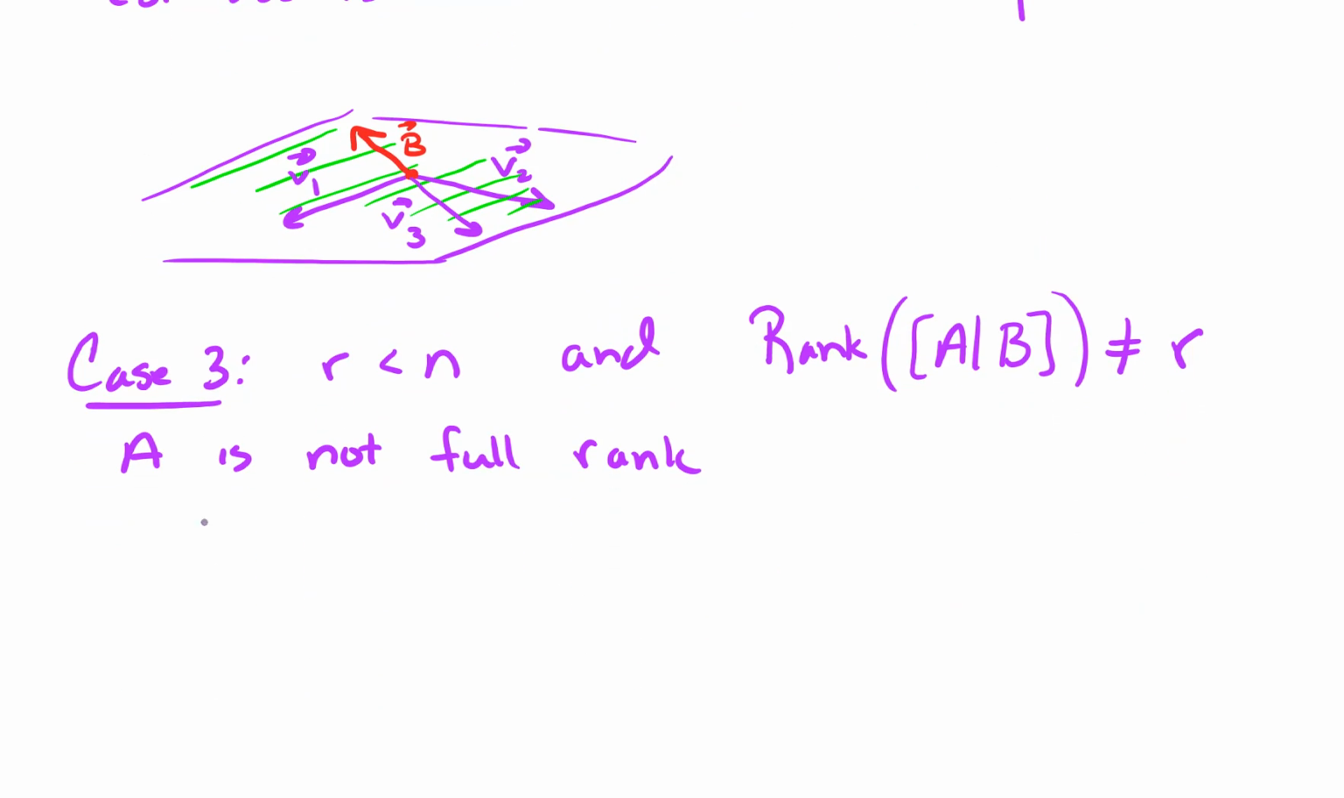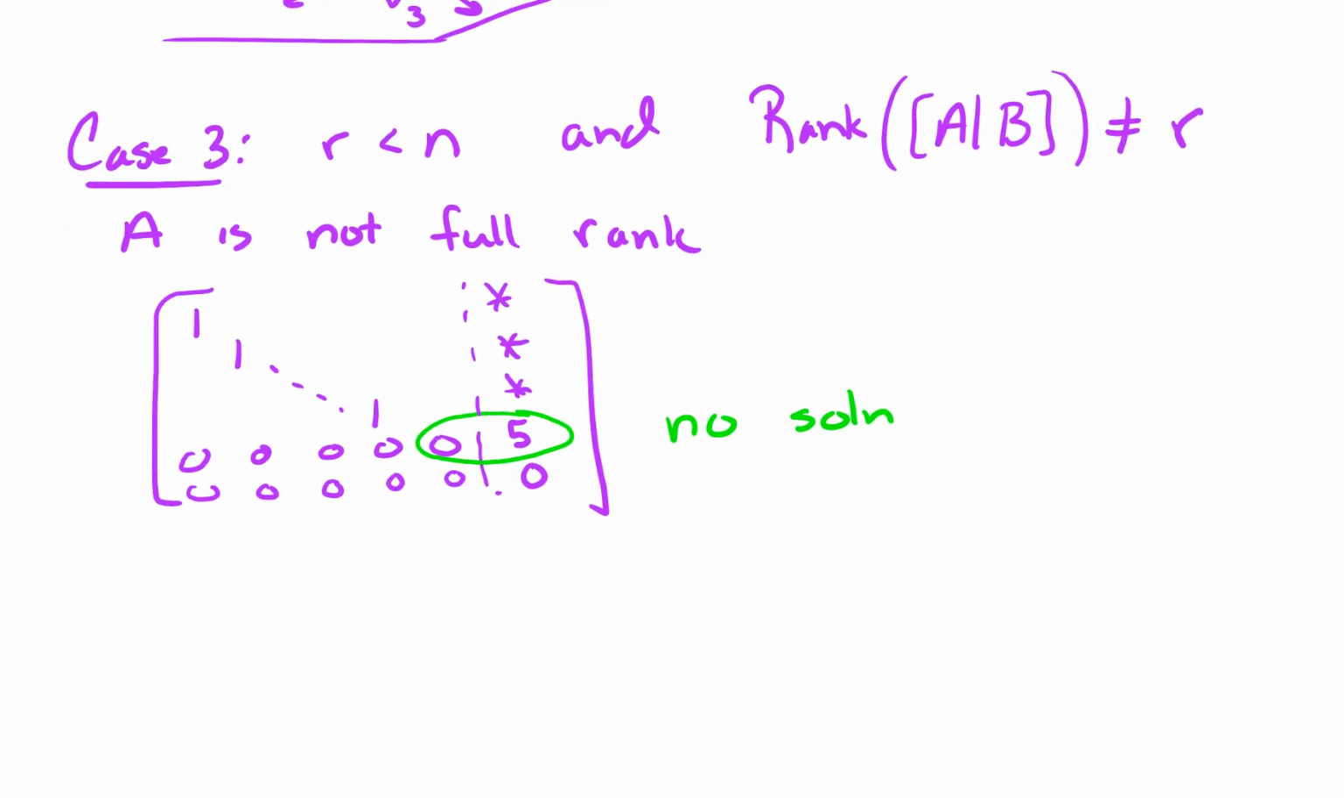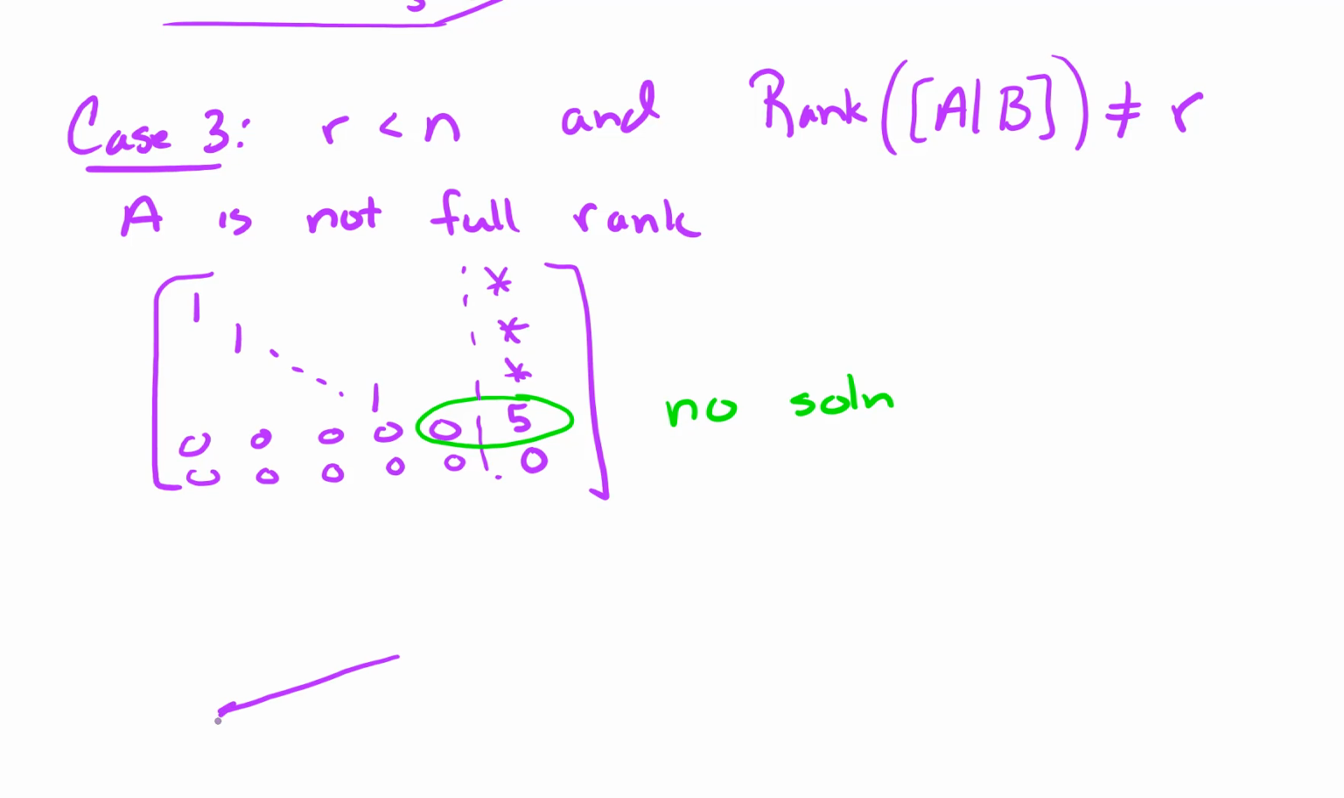And so what this would look like is you get a bunch of ones down that main diagonal, and then you get some zeros in the bottom row. And here comes, and let's say these are non-zero over here, so let's put some number, I'll just put a 5 for the sake of an example. This gives us a no solution situation, and the picture that goes along with this is that we've got these column vectors of A living down in some space, maybe a plane, for example, in R3.